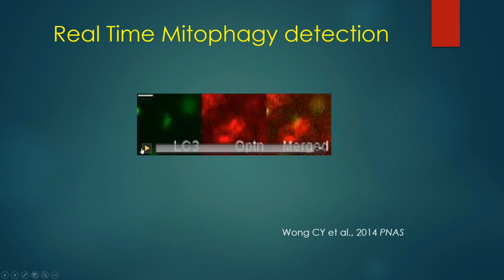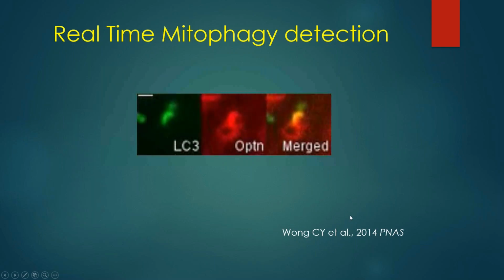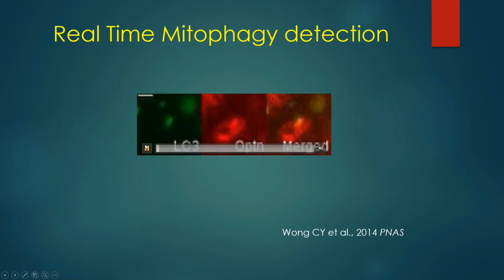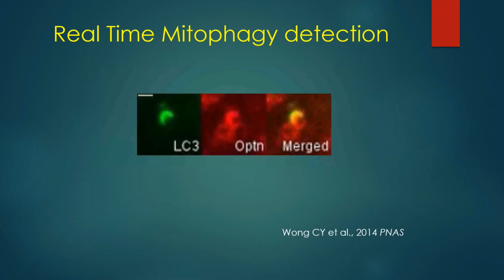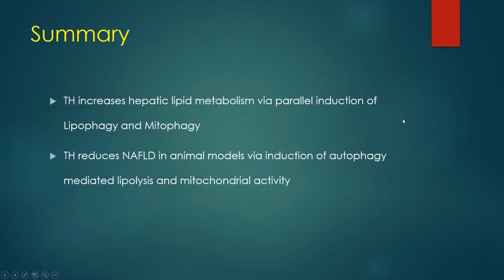What you have to see is this green signal overlapping with the red signal. So red is mitochondria, green is autophagosome. Just remember this, and you see this video. Now if you see this video, you can see the green thing, which is the autophagosome, is trying to envelop this red structure, which is the mitochondria. I'll play it again. And this is how real-time mitophagy is visualized using time-lapse microscopy. Okay, then move to the next slide.